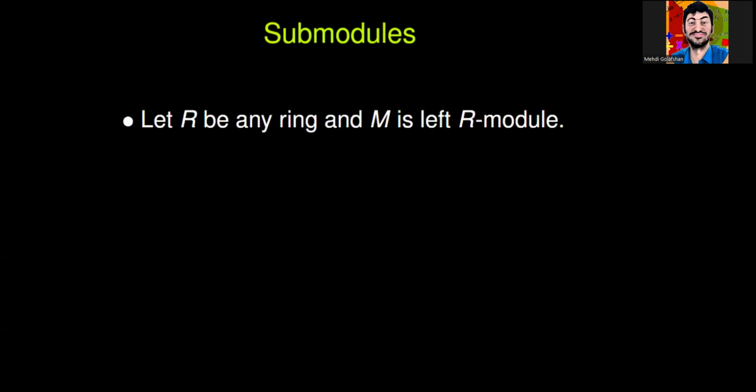Okay, now I'm going to discuss submodules, direct sum and direct product of the modules, and we will see some examples also. And let me continue. So I'm discussing the submodules, direct sums, and direct products of modules. So let me start with the definition of submodule. Okay, so let R be any ring and M be a left R module.